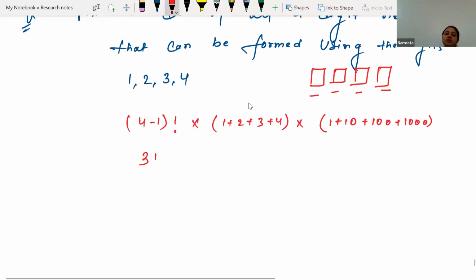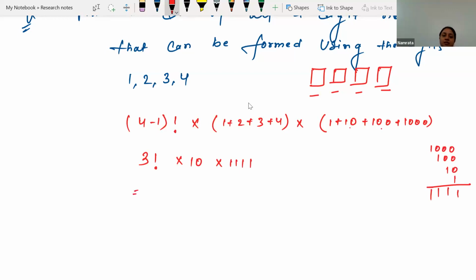So we will have 3 factorial over here, and the sum of digits 4, 5, 6, 7, 8, 9, 10, that is 10 over here, and here 1 plus 10 plus 100 plus 1000. If we add all of them, you can see here we are getting 1, 1, 1, 1. Can you see? Yes, ma'am. And this will give us 3 factorial, means 3 into 2, 6, into 10 into 1, 1, 1, 1. That means 60, or we can say 6, 6, 6, 6 into 10. This one is the answer.